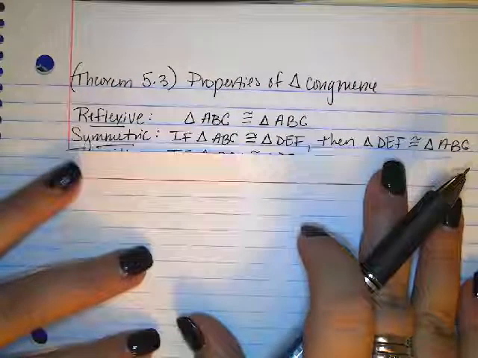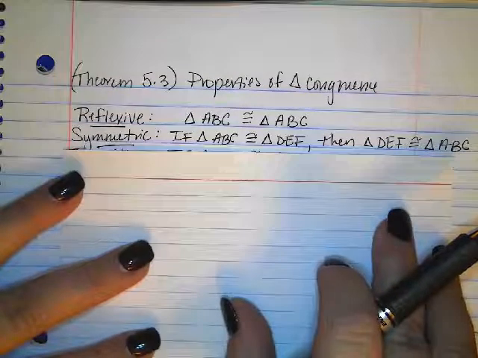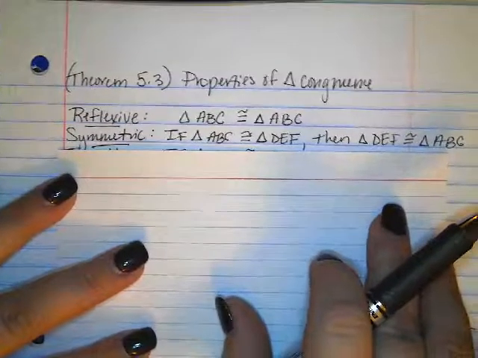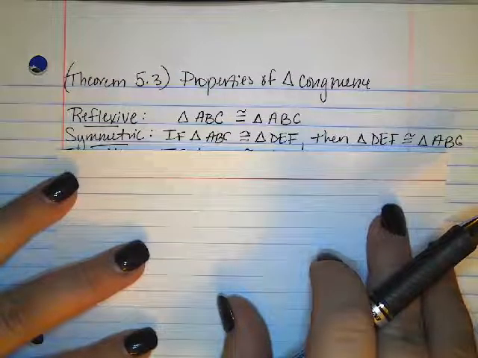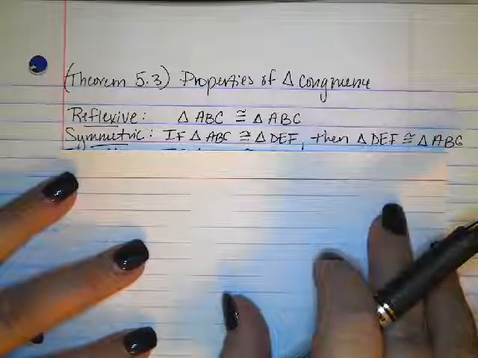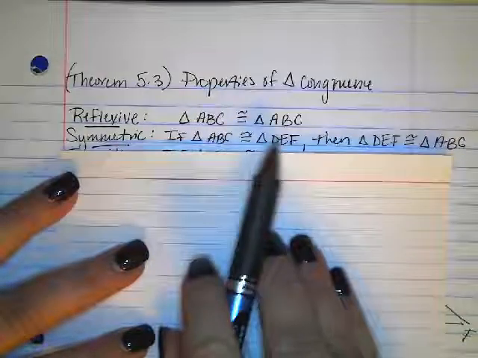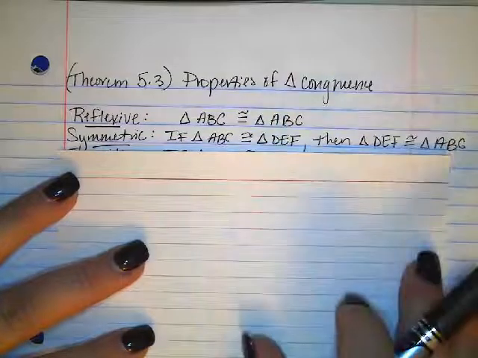The symmetric property says that if triangle ABC is the same as DEF, then DEF is the same as ABC. They just flip it around. Again, we've looked at the symmetric property before, but this one's specific to triangles. If this one's the same as this, then I can say that that one's the same as the first. I can flip them around.